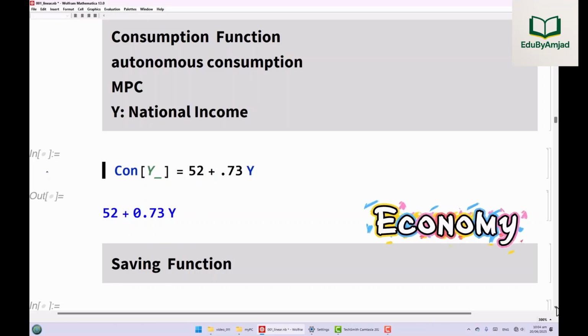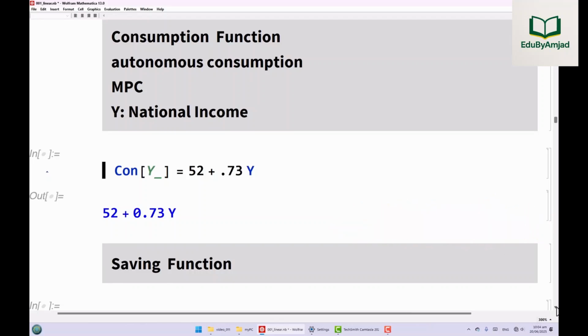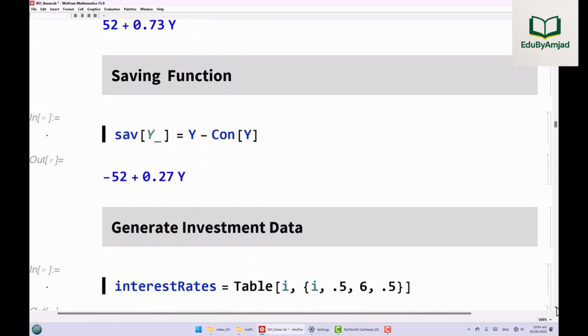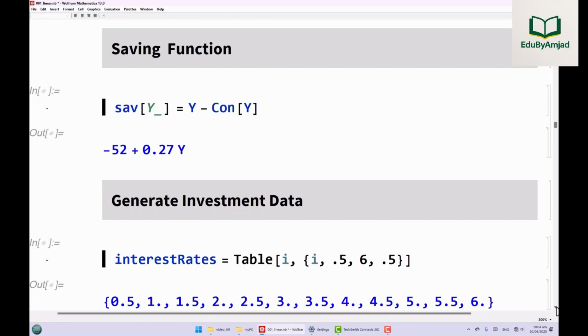This is our economy-wide consumption function. 0.73 is the MPC, marginal propensity to consume, and 52 is autonomous consumption. We represent national income by Y. The saving function, simply, is the difference of income and consumption.